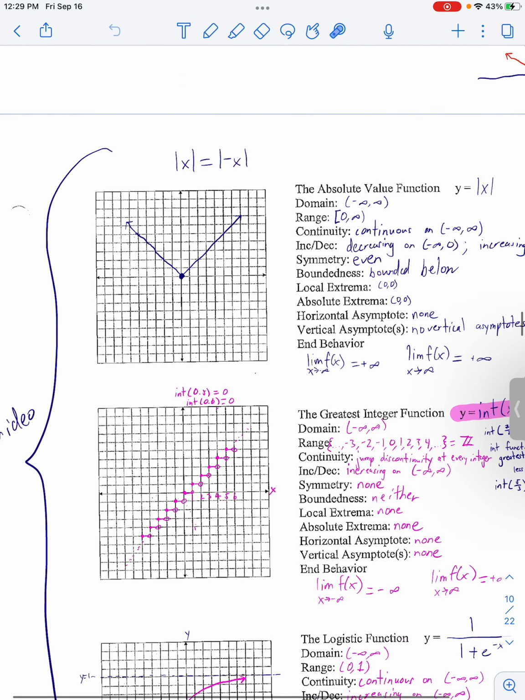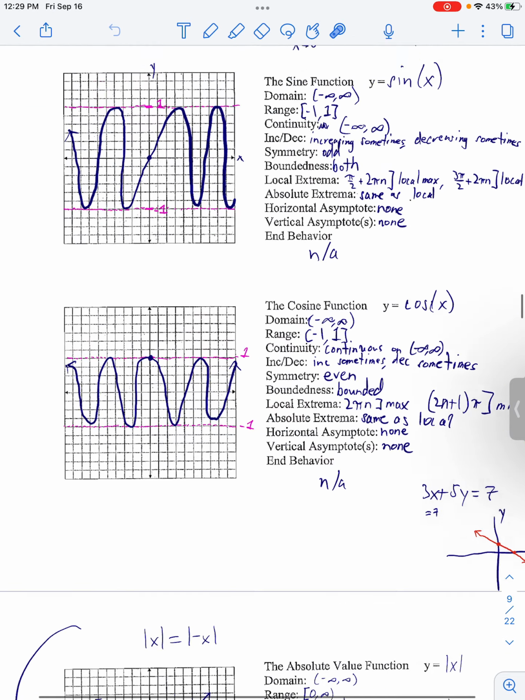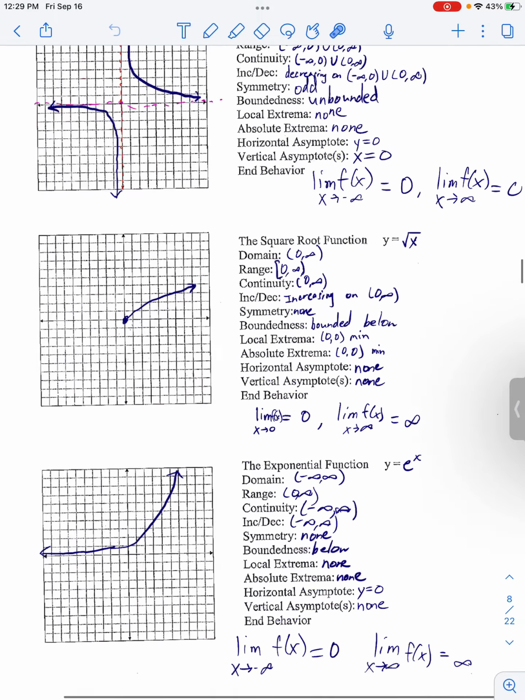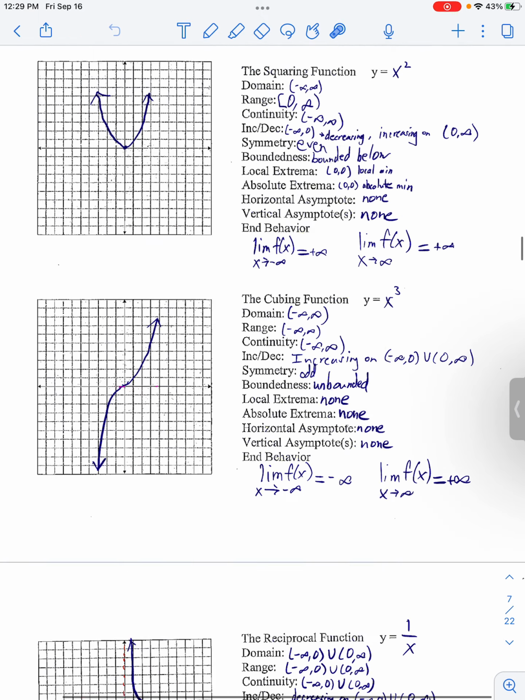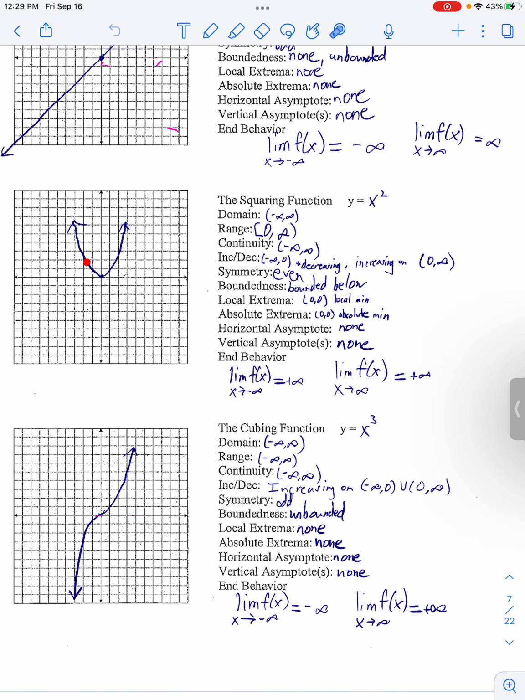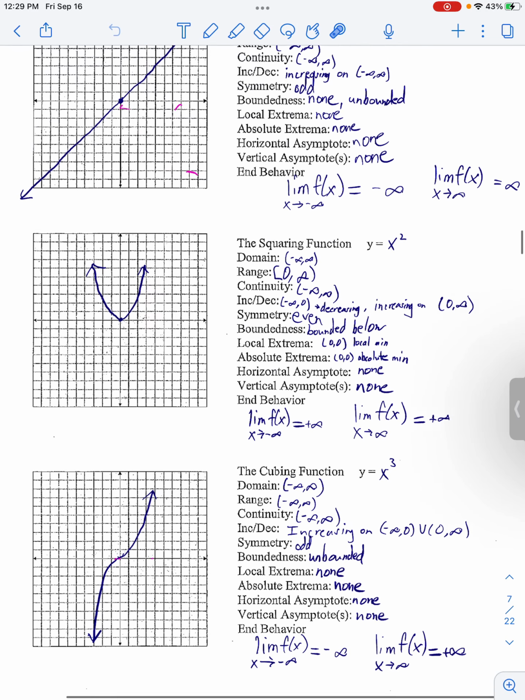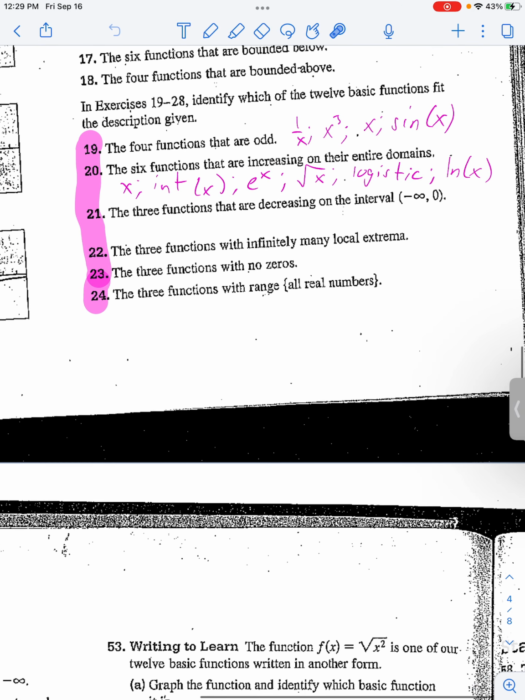So decreasing from negative infinity to 0. Here's one. It's decreasing from negative infinity to 0, so absolute value. Here's another one. We're actually always decreasing for this one. And for x squared, we're decreasing from negative infinity to 0. So this one's going to be x squared, absolute value of x, and what was the other one? The reciprocal function, 1 over x, okay?